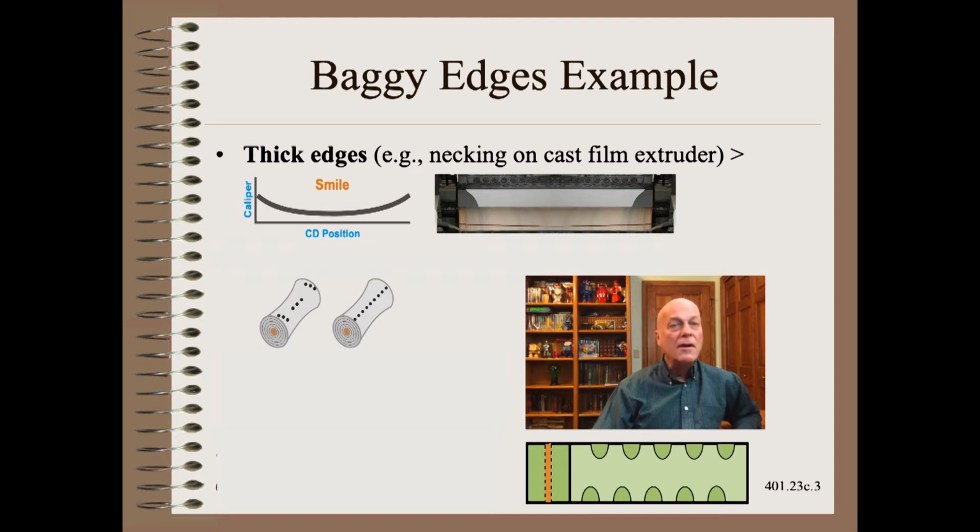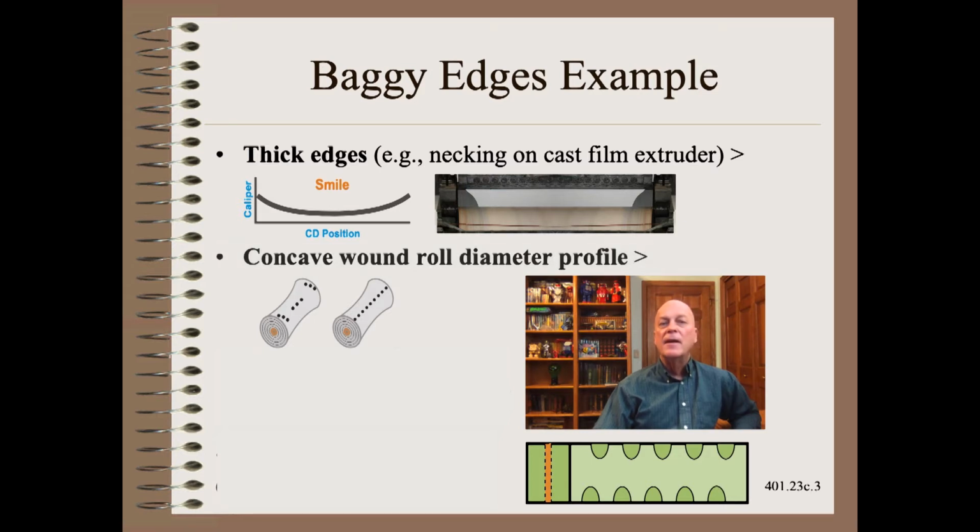Another totally different example would be salvage edges on textiles. Different root cause, different raw material, same shape, and, as we will see, same resulting problem. Thick edges from the former must wind to a concave roll diameter profile. This is all but guaranteed by physics to happen on any winder, any make, any model, any design, and with any TNT setting.